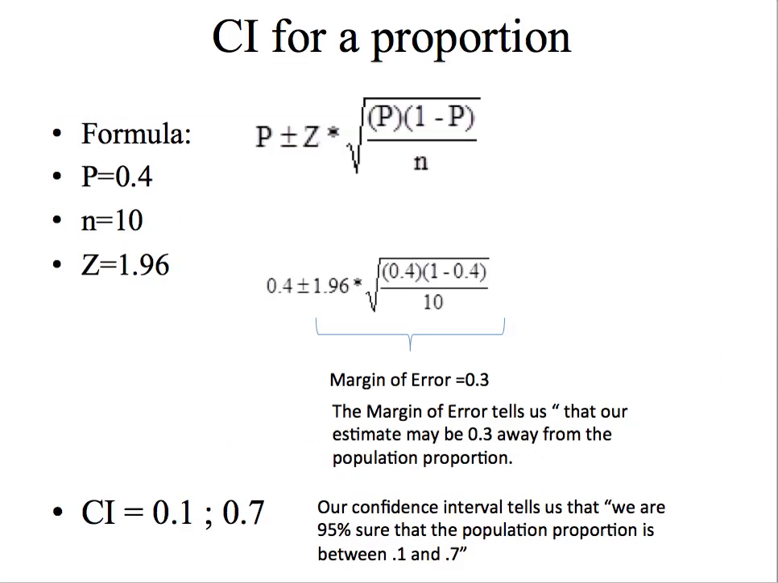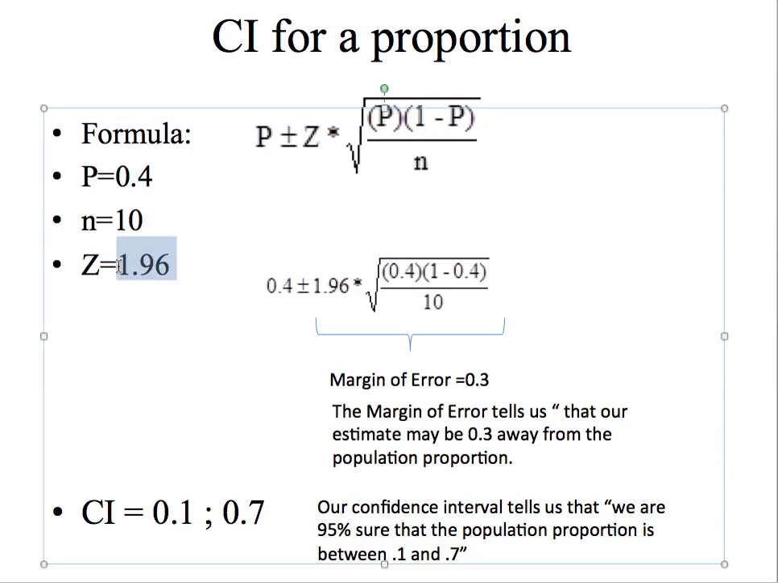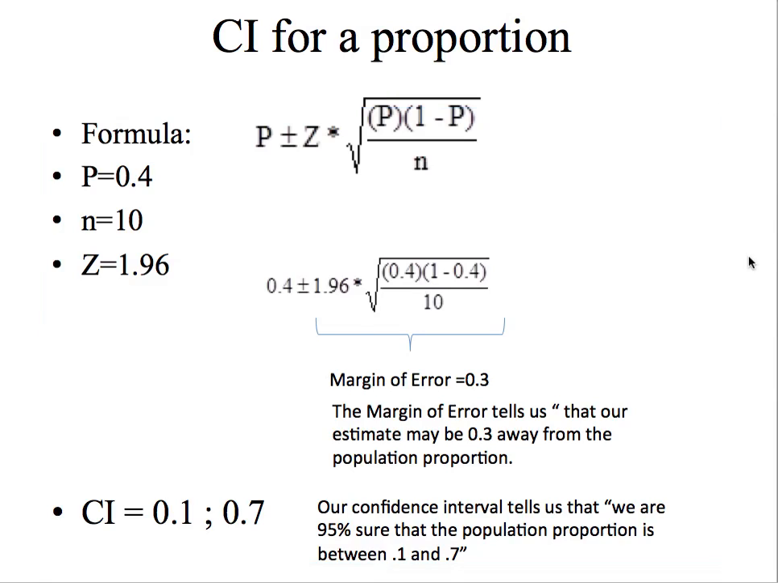Right? Now let's go back here. We want to be 95% sure in our example, so z is 1.96. Now these values don't change for proportions, they are always the same. For 95%, it'll always be 1.96 regardless of the sample size. When we're doing confidence intervals for the mean, that changes.